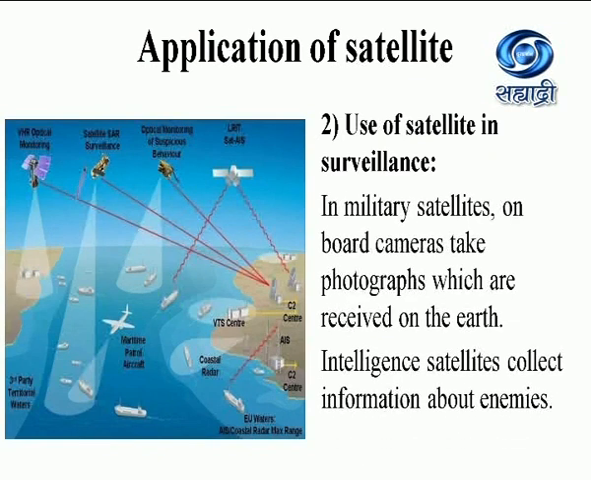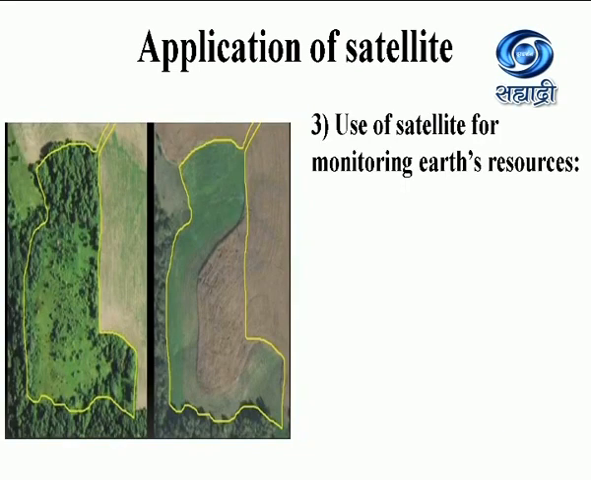Second application is use of satellite in surveillance. If you observe this picture, the surveillance is there. We can survey our earth's resources by using this satellite. In military services also we can use this surveillance application. In military satellites, onboard cameras take photographs which are received on the earth, and intelligence satellites collect information about enemies. Third is the use of satellite for monitoring earth's resources.